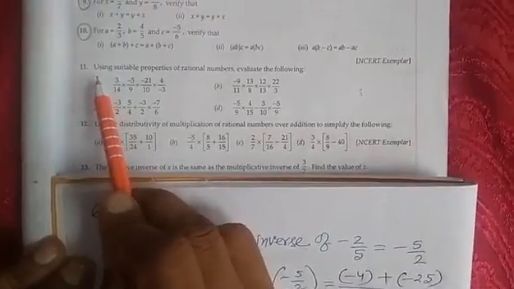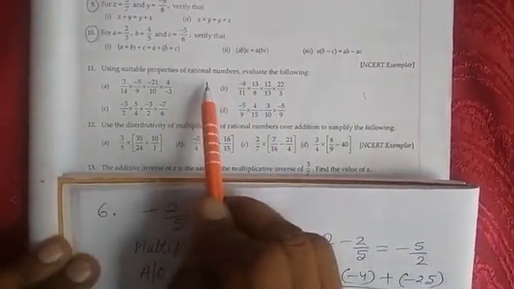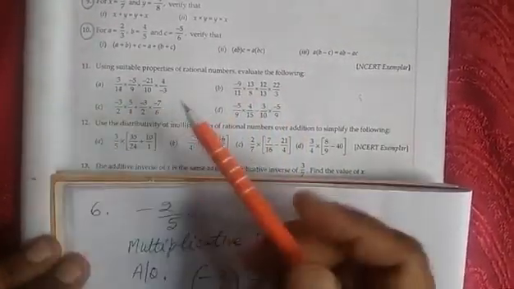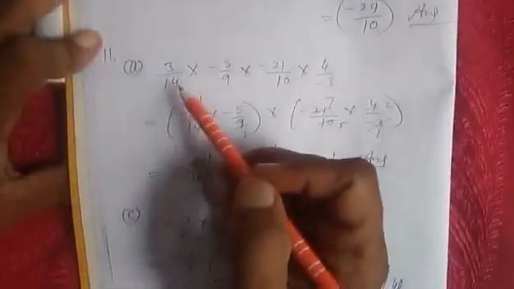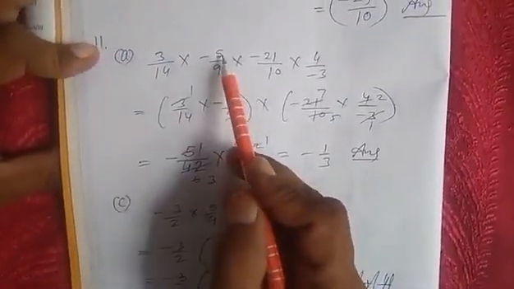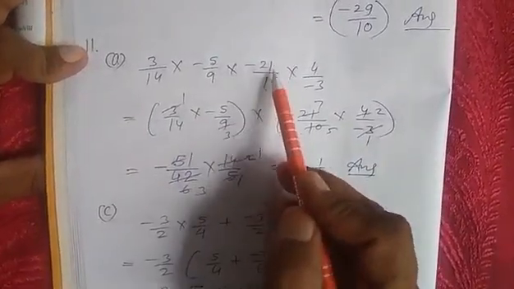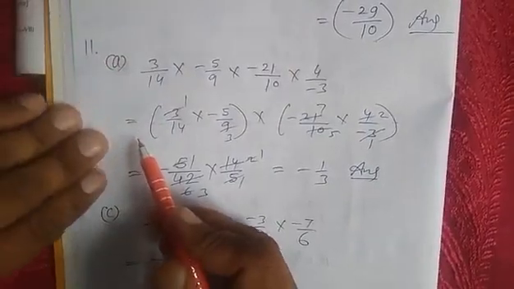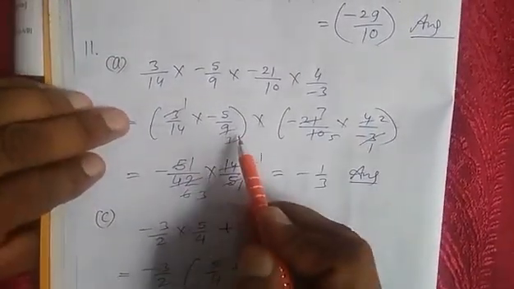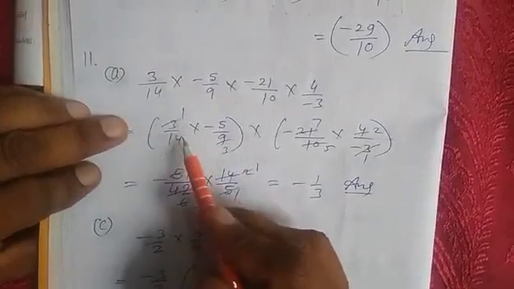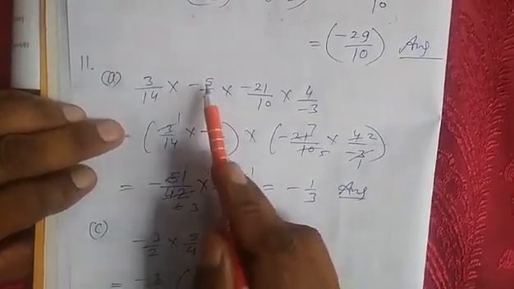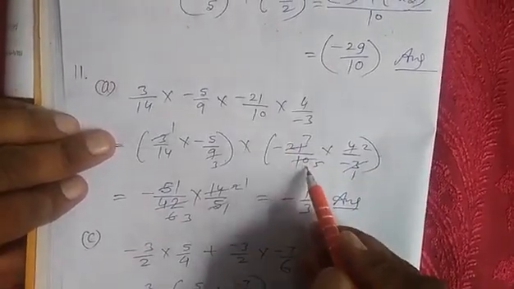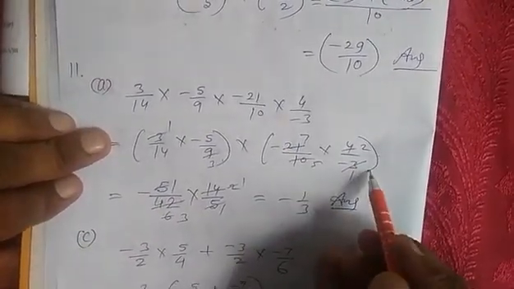Now question number 11. Using suitable properties of rational numbers, we have to evaluate the following parts. A part: 3 upon 14 into minus 5 by 9 into minus 21 upon 10 into 4 upon minus 3. By using the associative property, we take 3 upon 14 into minus 5 by 9 in one bracket, into minus 21 by 10 into 4 upon minus 3 in another bracket.